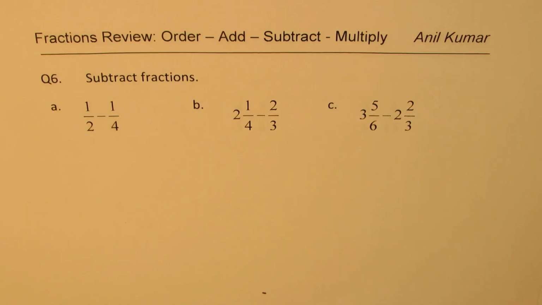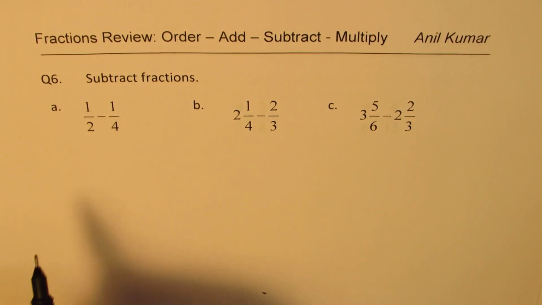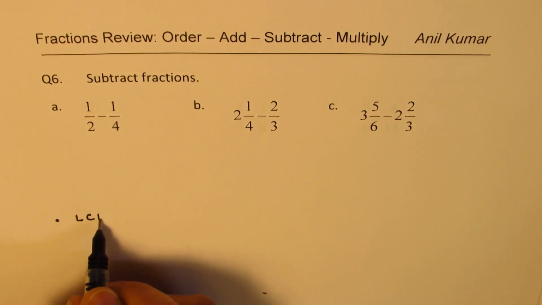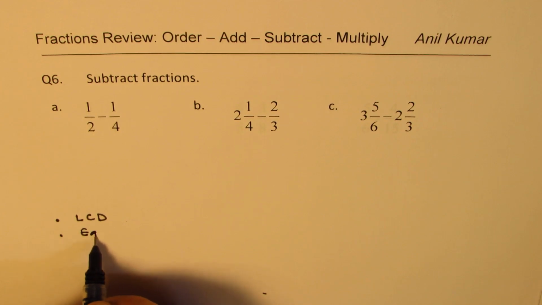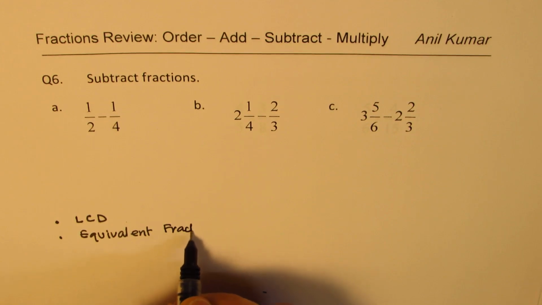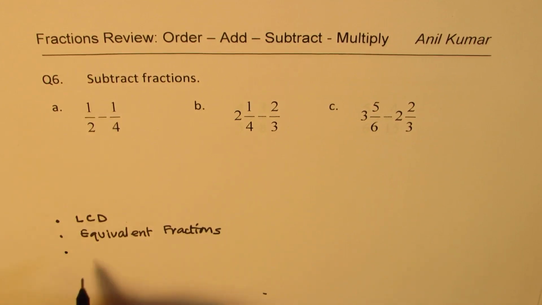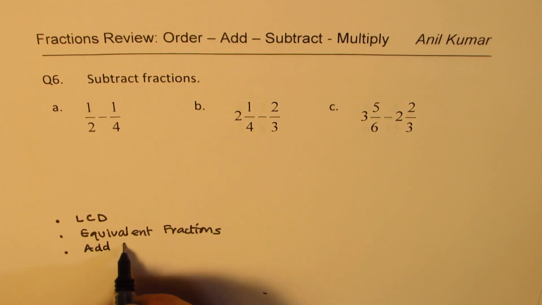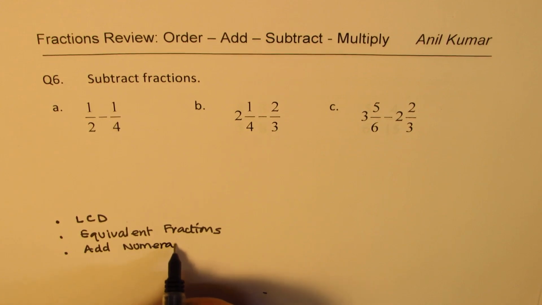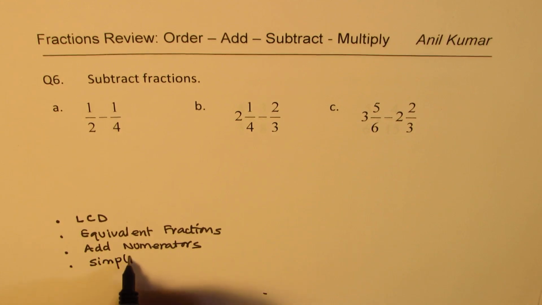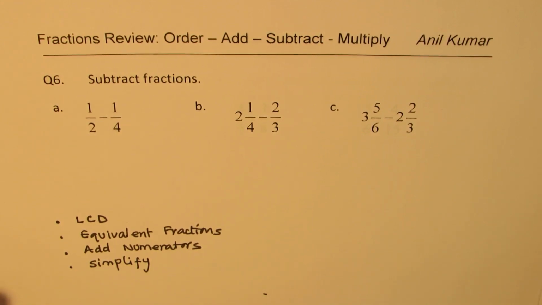Now let us try to understand how to subtract fractions. The steps are exactly similar to what we learned earlier, so we'll follow the same steps. First step is to find the lowest common denominator, and second is equivalent fractions. Third step is to add numerators. And the fourth step is to simplify and write down the answer, right?